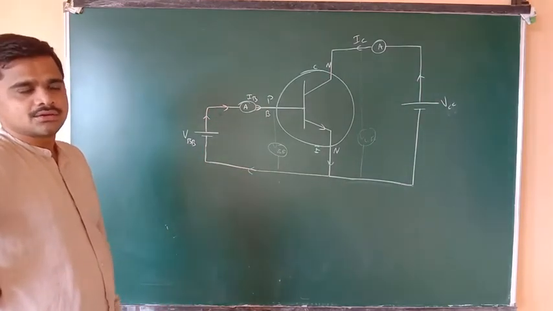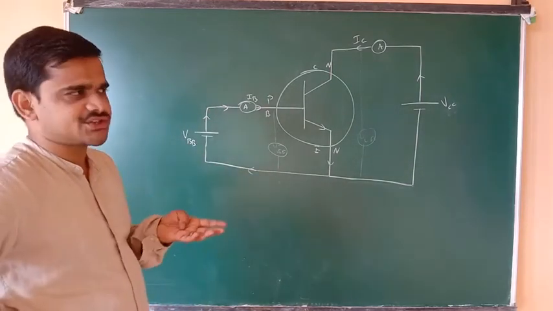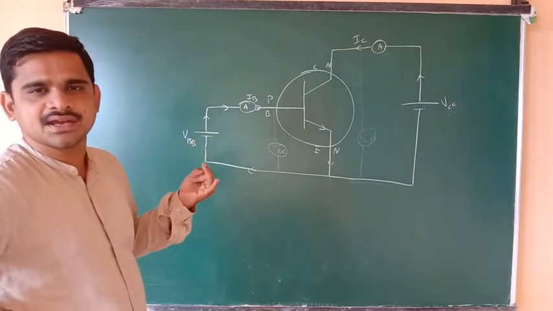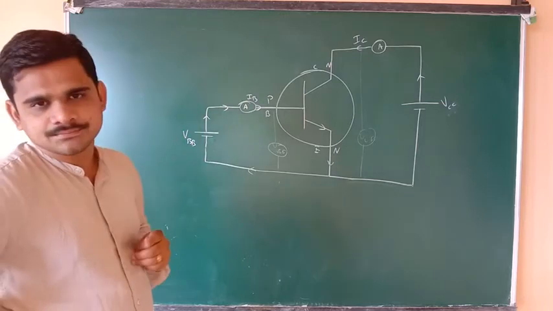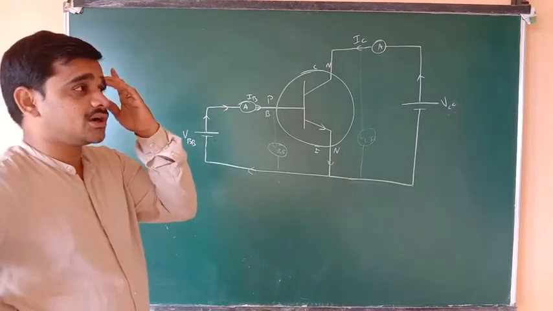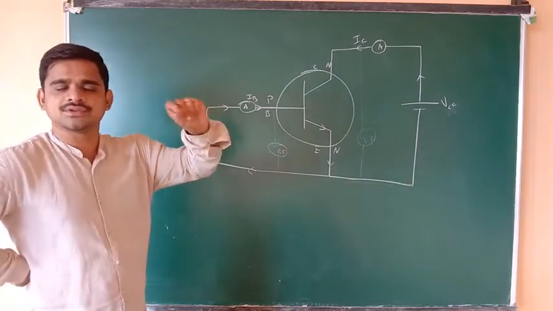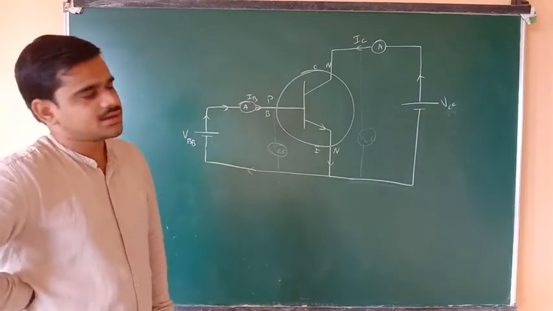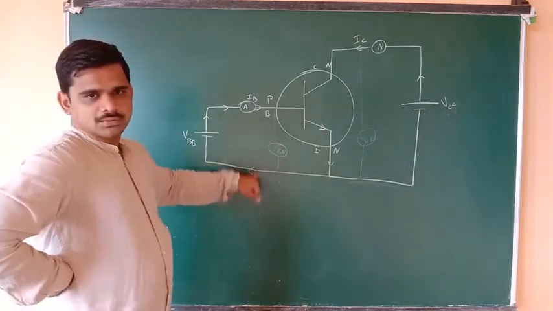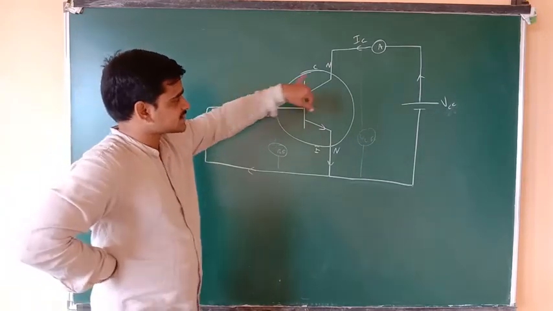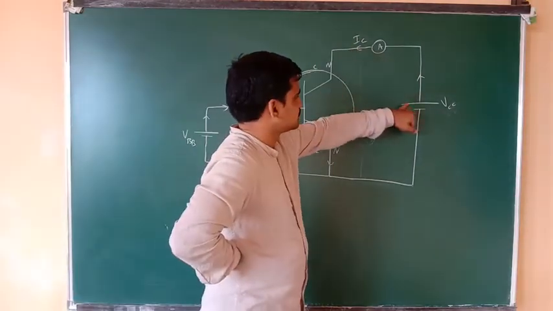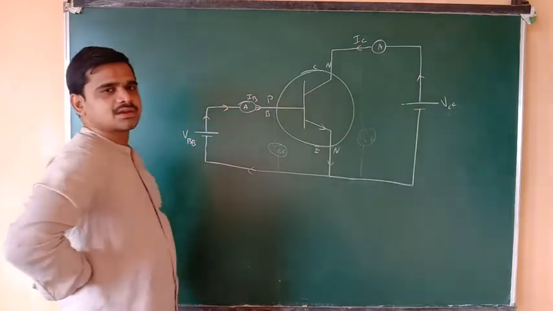Now what applications are we going to see? Switch, amplifier, feedback amplifier and oscillator, all on this common emitter configuration. Based on the graph we got in the output characteristics of the common emitter configuration, we'll have these applications. The emitter junction is in forward bias, whereas the collector junction is connected in reverse bias.